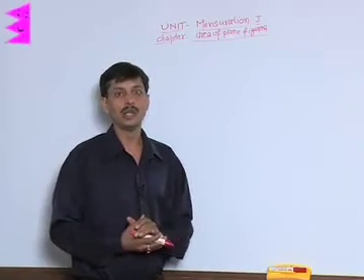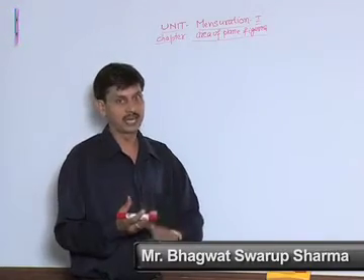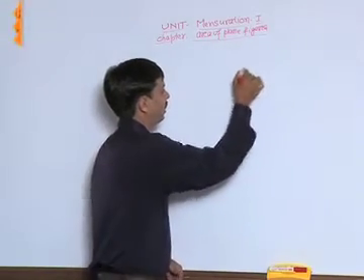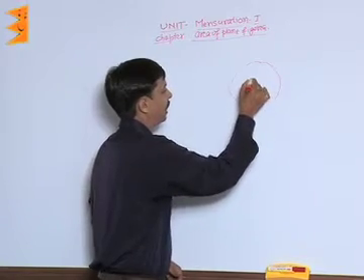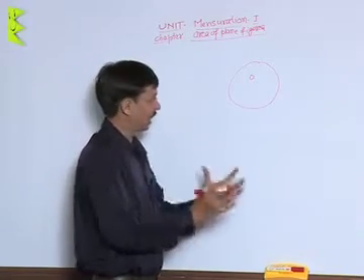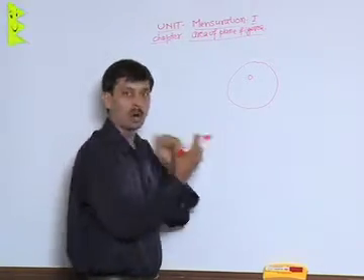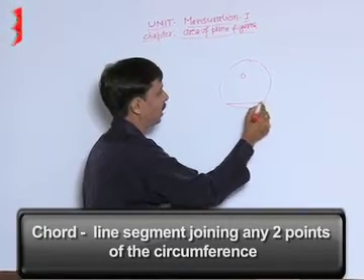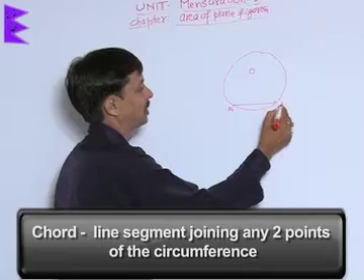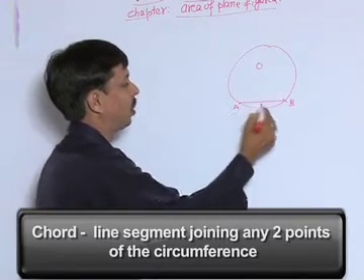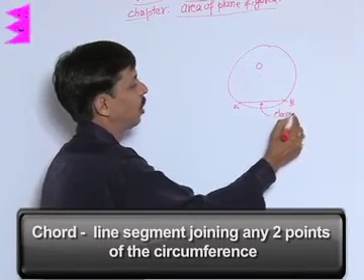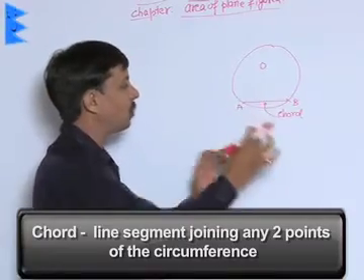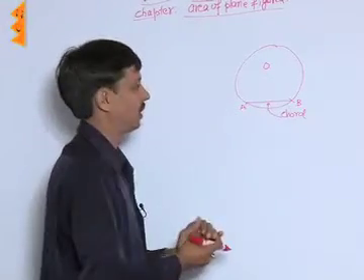Now I want to tell you what the diameter, sector and segment are in a circle. If I take a circle with center point O, then I want to tell you what a chord is. A line segment that joins any 2 points of the circumference is known as a chord. This is the chord of a circle.